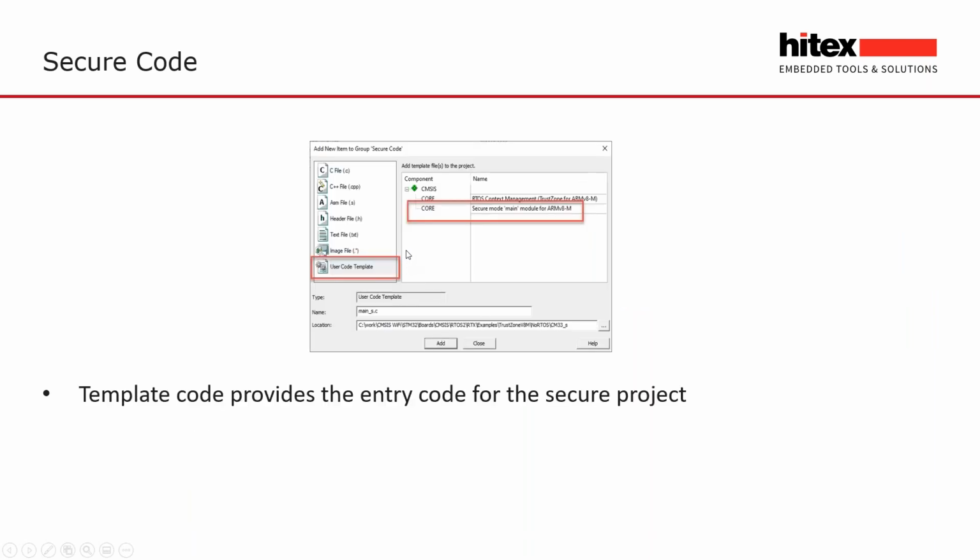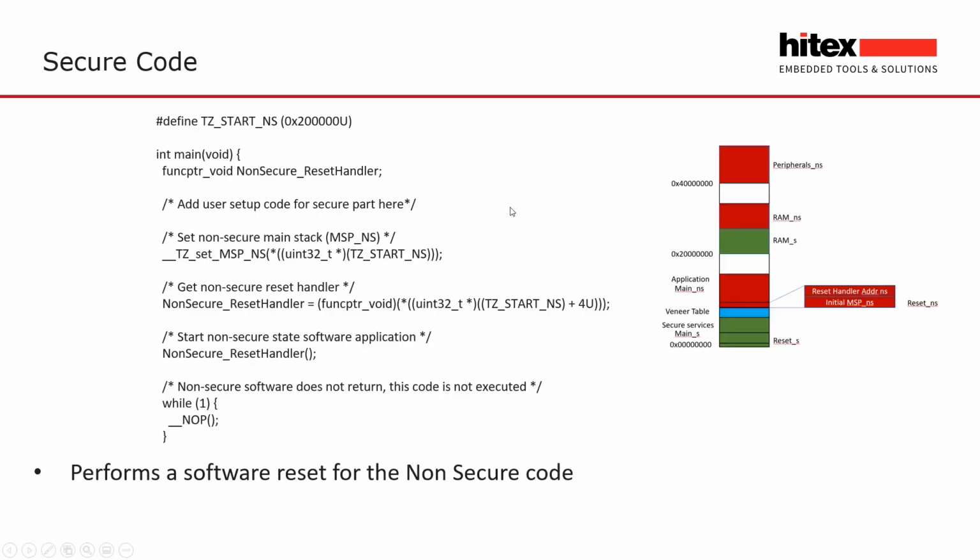So now once we've created the default of the program, we can add main. Here we have a code template. This will add the initial main code for our secure project. And in here, this is very similar to the code that we looked at the very beginning for our bootloader. So we start in our secure region, we start to execute the secure main.